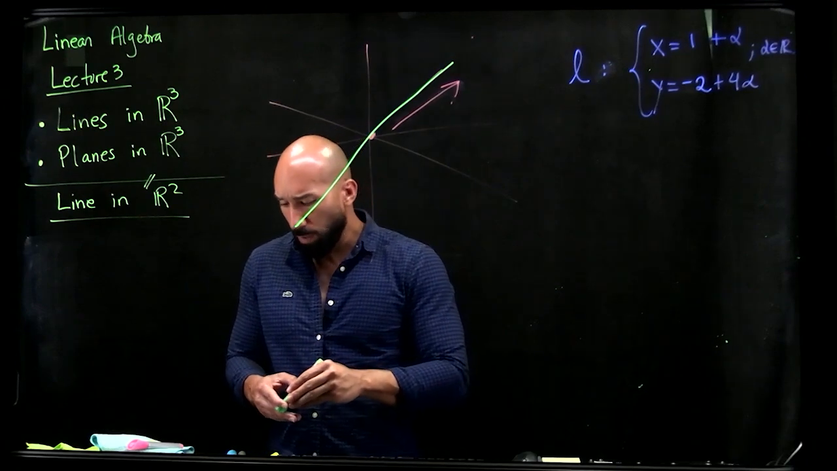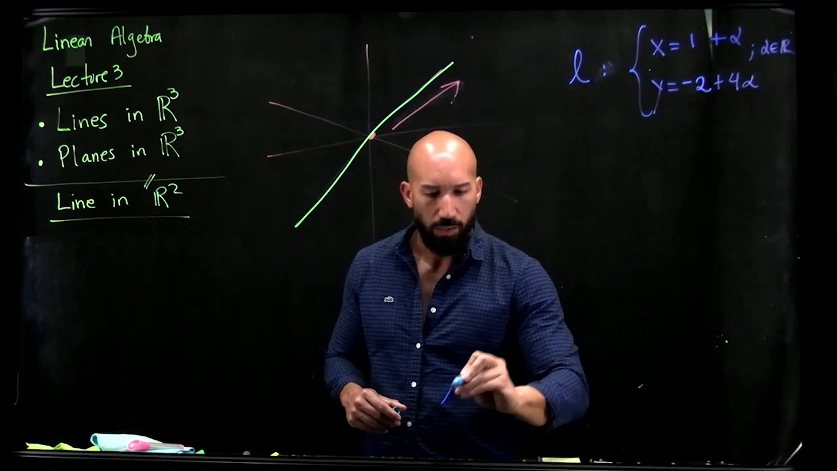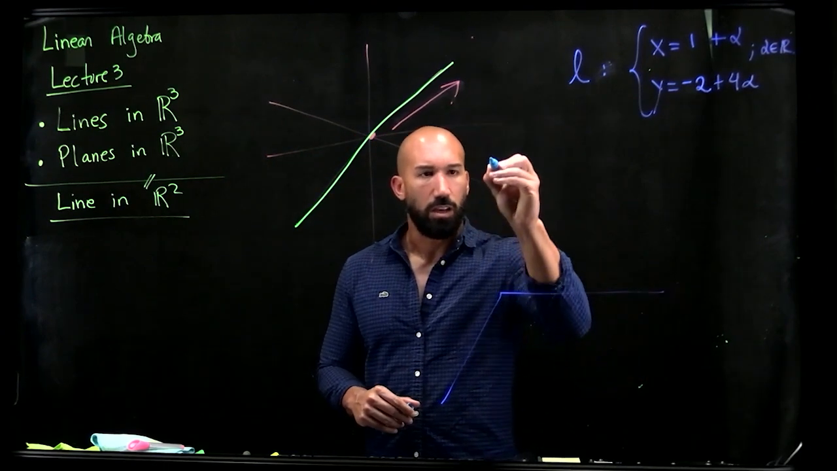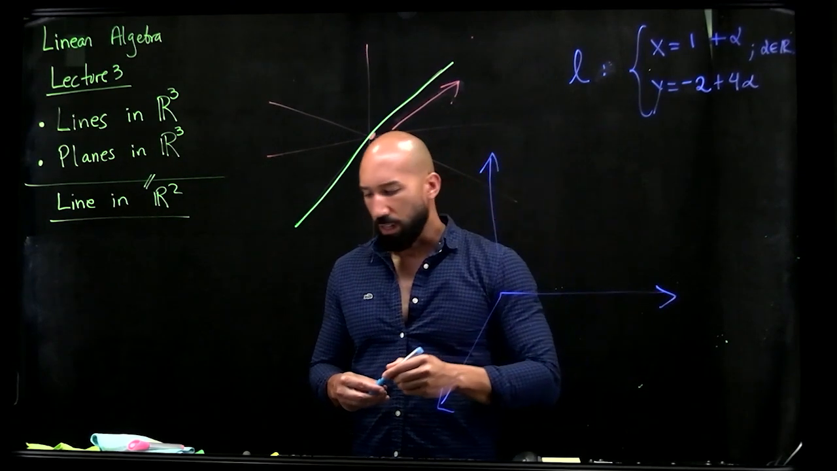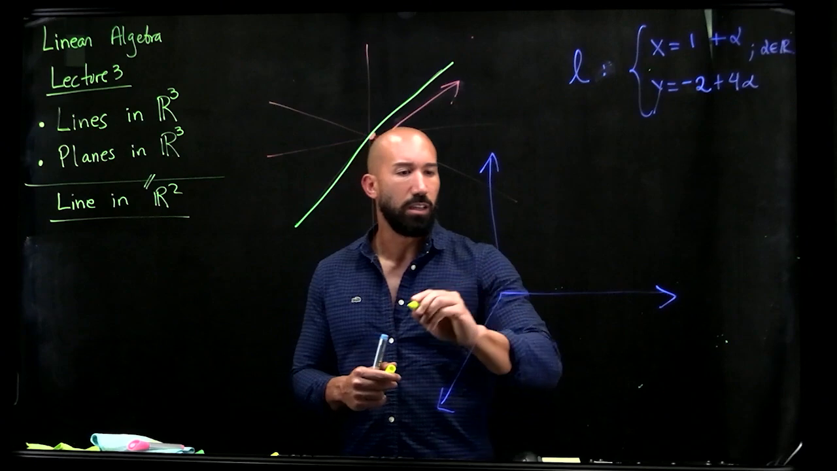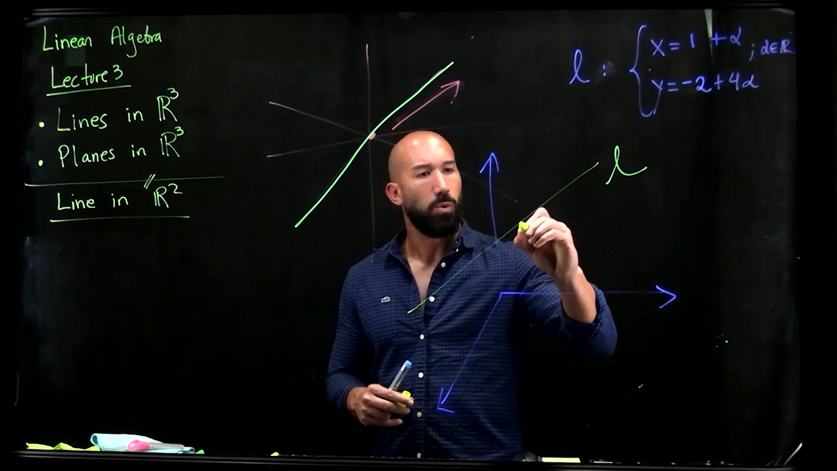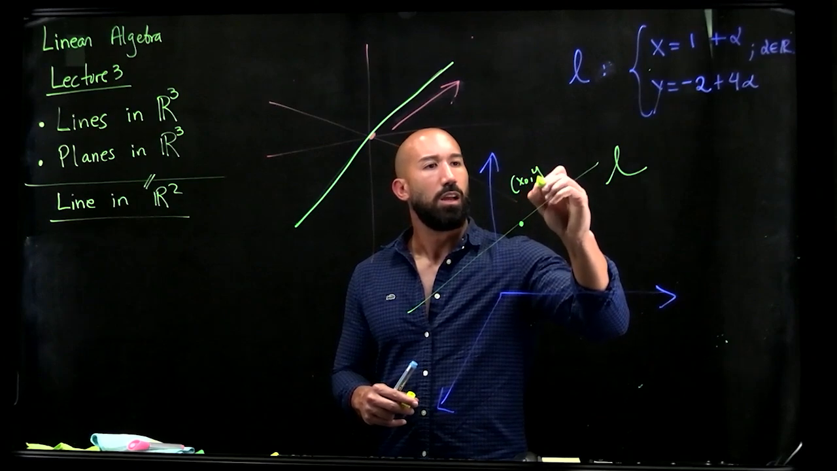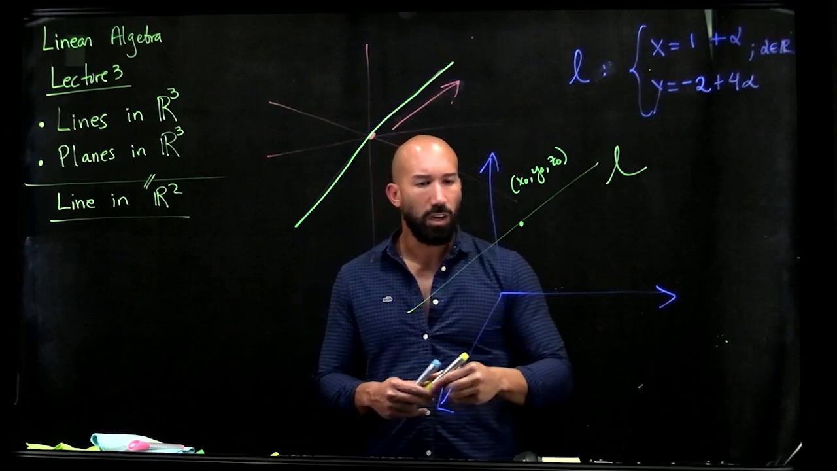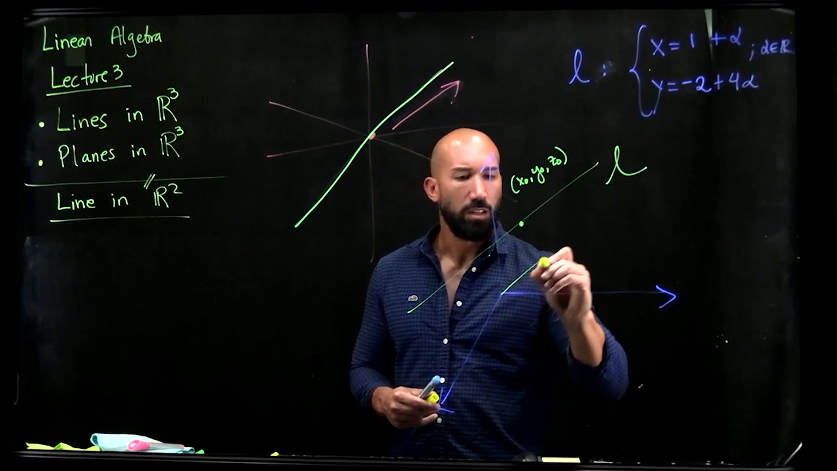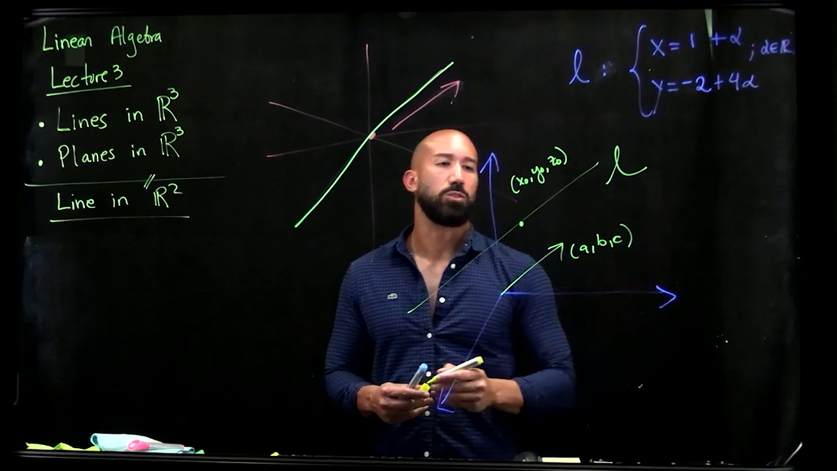Okay? It's going to be the same, R3. Now we are in the three-dimensional space. And let's say that we have a line L. All right? And we know a point X0, Y0, Z0 now. And we have a vector A, B, C that is parallel to this line.